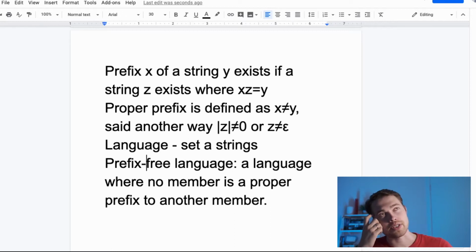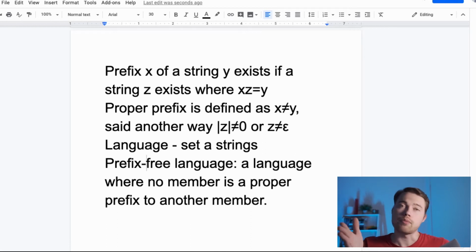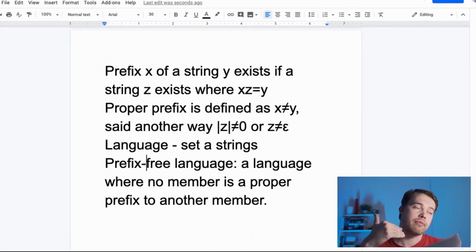No. Of course, it will not be prefix-free, because it's possible to find two strings where one of them is a proper prefix of another one. For example, Spider-Man, right? In the English language, I can find Spider-Man and spider. So spider is a proper prefix of Spider-Man. That's why the English language is not a prefix-free language.